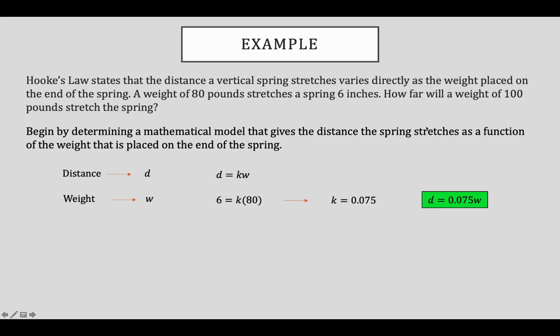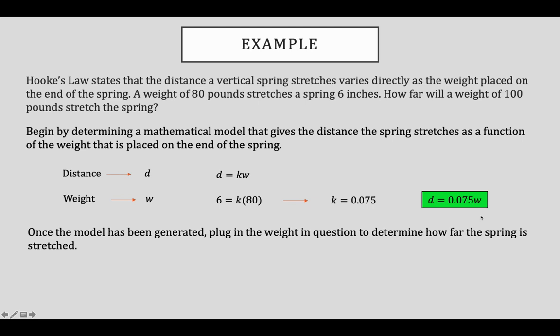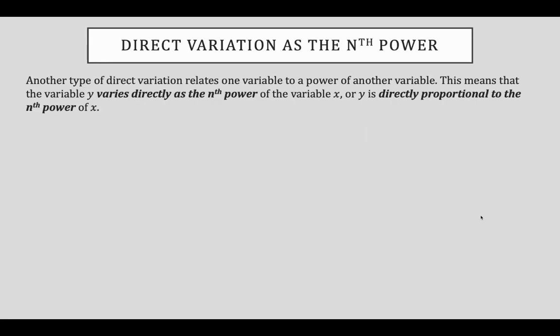And so what do we need to plug in for our weight now? Well, we want to know the distance the spring stretches for a 100-pound weight. So we plug in 100 for W. D is equal to 0.075 times 100. That gives us 7.5 inches. One thing to keep in mind here, guys, because these are word problems, you will want to make sure that you are including units with your answer. Okay, include units with your answer.